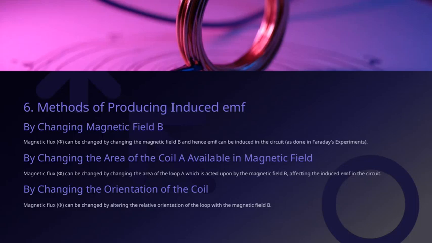Now, let's look at some of the ways we can change the magnetic flux, which is key to inducing EMF in a circuit. First, magnetic flux, represented as phi, can be altered by changing the relative orientation of the loop with respect to the magnetic field, B. By rotating the loop, we change how much of the magnetic field lines pass through it, which directly impacts the flux. Next, another method is by changing the area of the loop itself. If we increase or decrease the area A that's exposed to the magnetic field B, the flux changes accordingly. This variation in flux influences the induced EMF, making it stronger or weaker depending on the size of the loop.